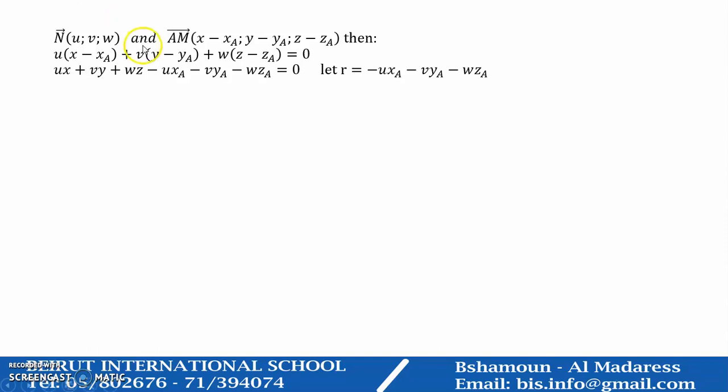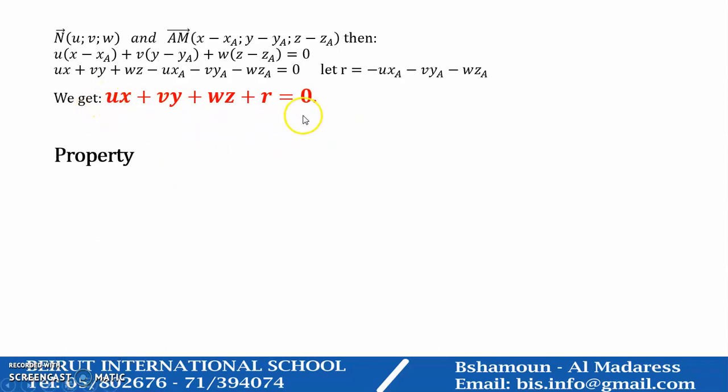Suppose that r equals this quantity. By the way, if we have the coordinates of the vector and the coordinates of the point, we obtain directly that this is a constant. What do we mean by constant? Independent of any unknown such as x, y, and z. So r equals minus uxa minus vya minus wza. So at the end we obtain the formula ux plus vy plus wz plus r equals 0, which is an equation of a plane.